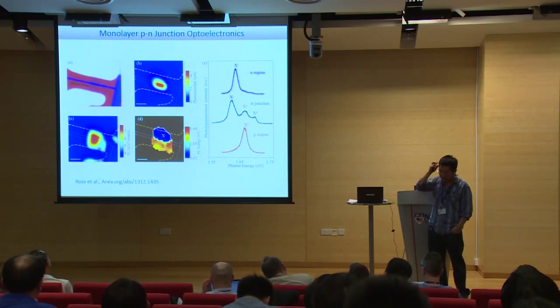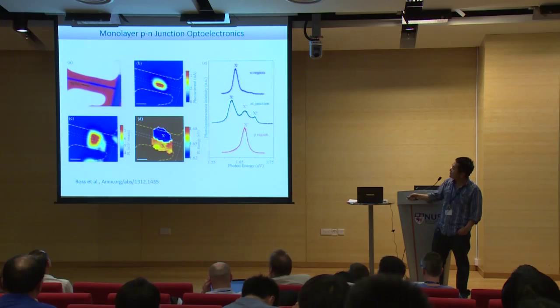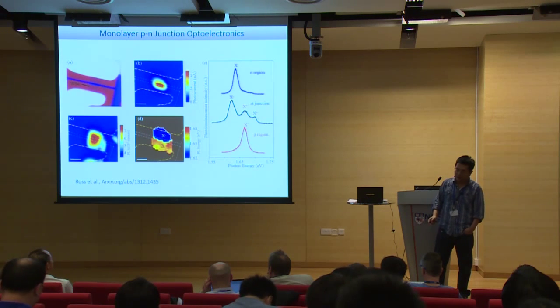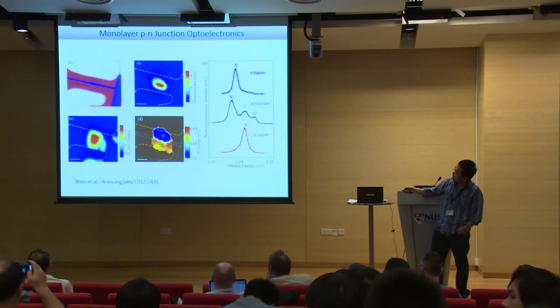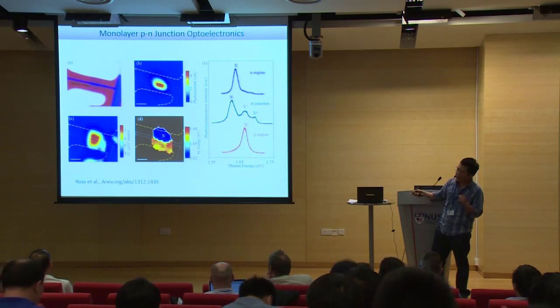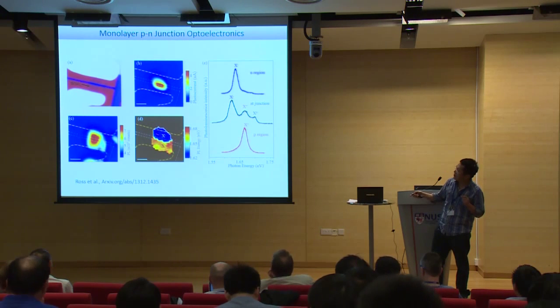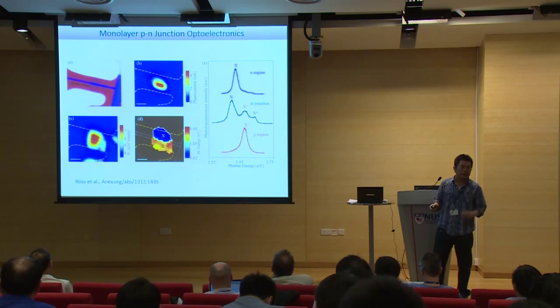And then we can also use spatially resolved photoluminescence to map out these PN junctions. This bottom left figure shows the luminescence map as a function of position. From here, we cannot tell much. But if we plot the luminescence energies, we can clearly see there are two regimes, one corresponding to a negatively charged trion, the other corresponding to a positively charged trion, because it's a PN junction.